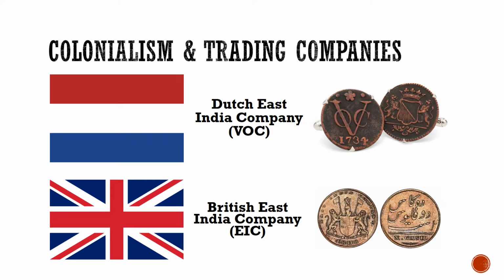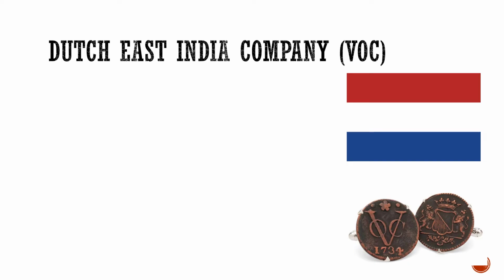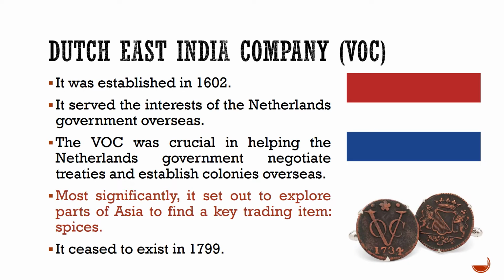I'm going to go to the first one, the Dutch East India Company. It was established in 1602. These are all in your notes already, but I just need you to add in the red or brown words later on. So number one: established in 1602, basically the 17th century.